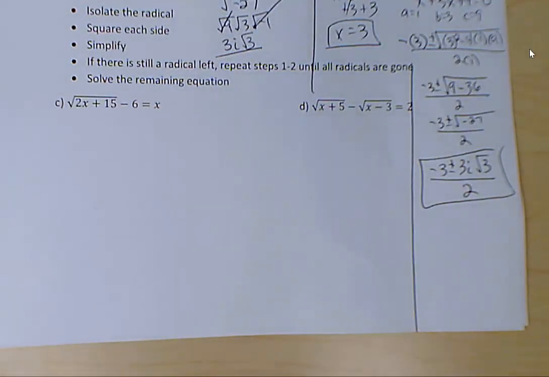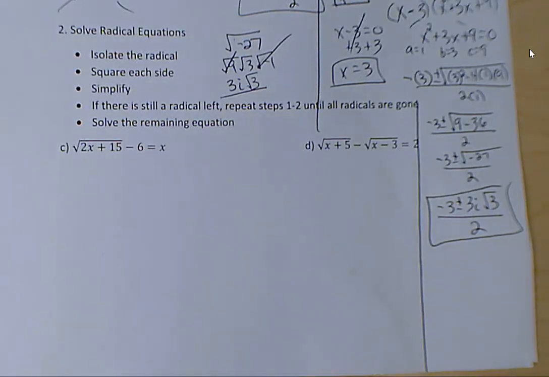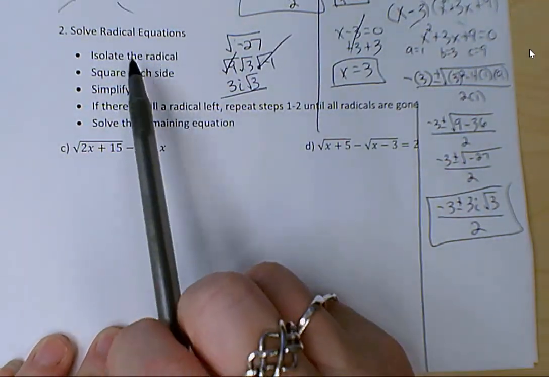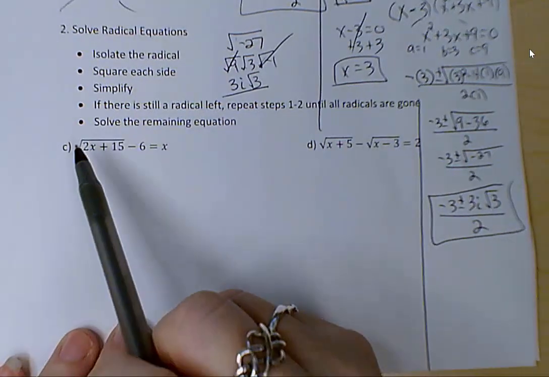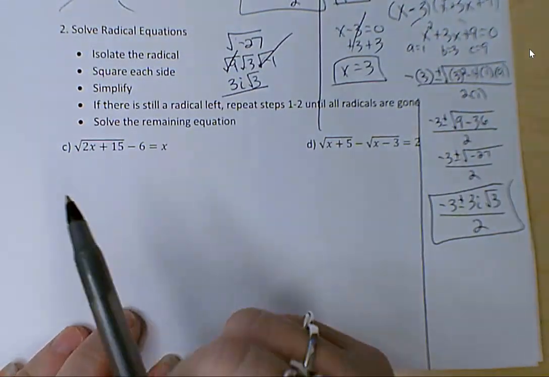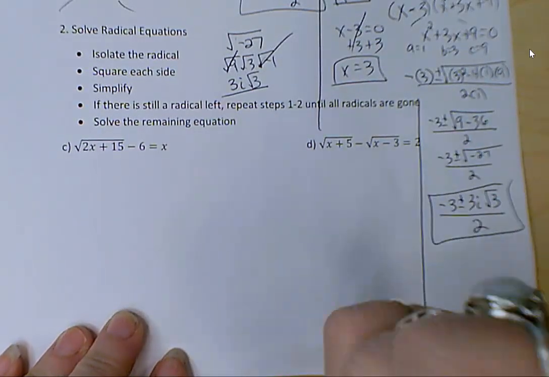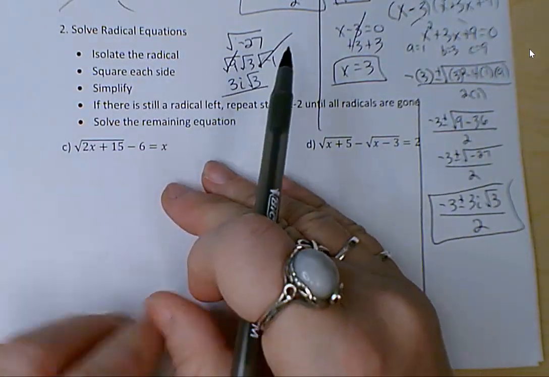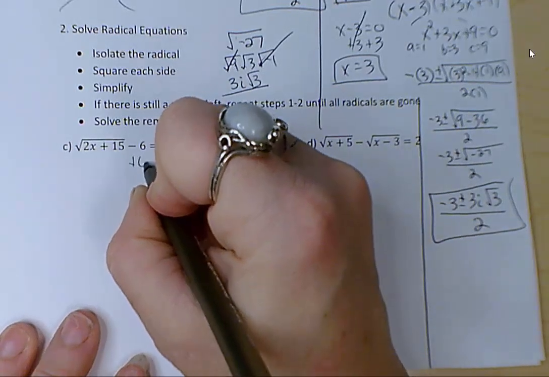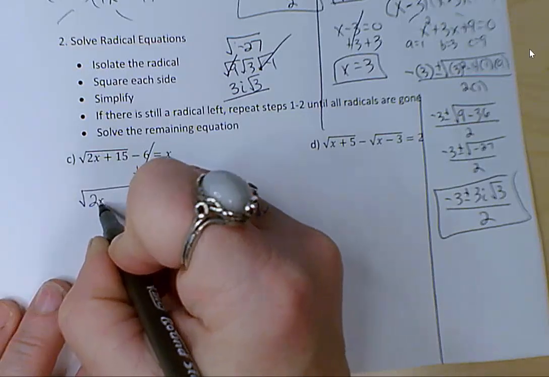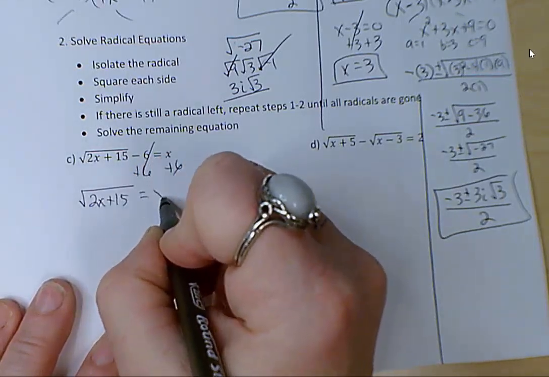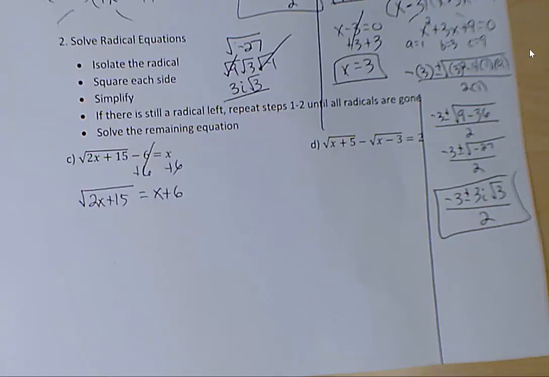The second style of equation we're going to be focusing on is solving radical equations. Step 1 in solving radical equations says to isolate the radical. Get it as isolated as possible. So if we have just one radical like we do here in example C, get that radical completely by itself on one side. So I'm going to go ahead and start this by adding 6 to the other side, giving us the square root of 2x plus 15 is equal to x plus 6.